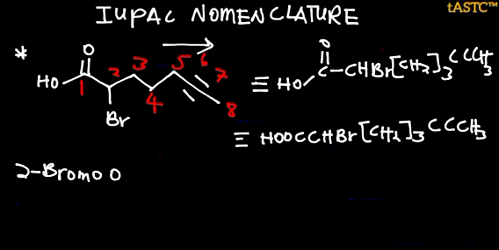So I'm going to take this. So oct-6-ynoic acid. Well, I'm just going to write it that way. 2-bromo-oct-6-ynoic acid. So that will be the name.